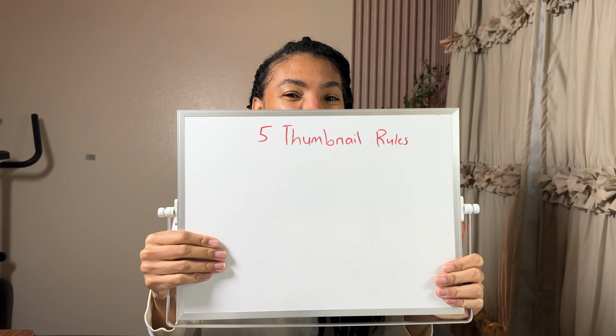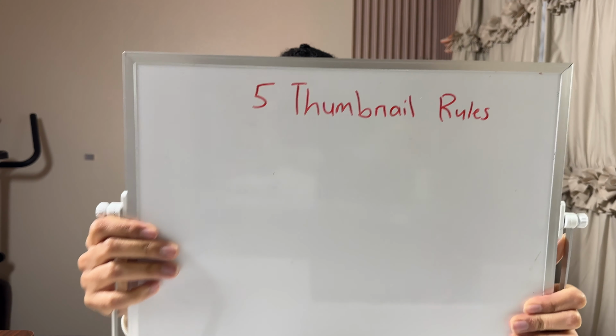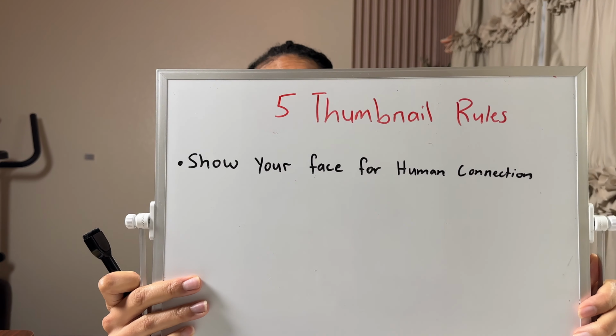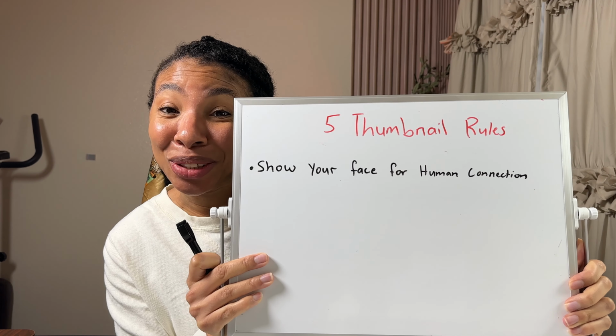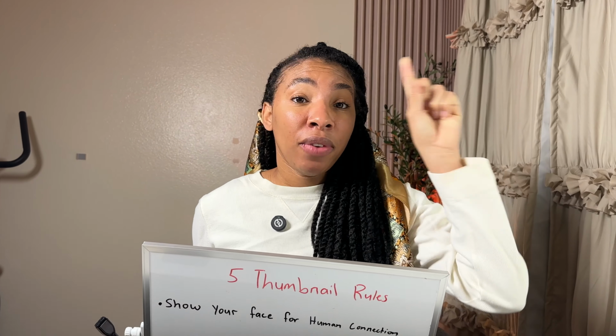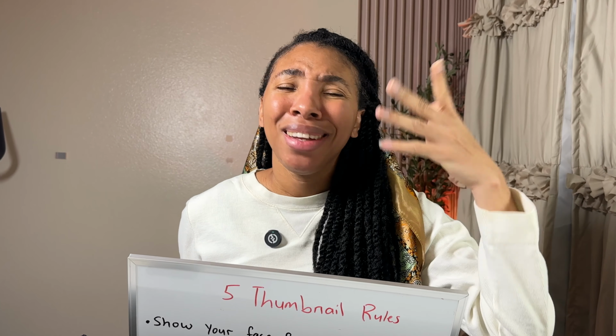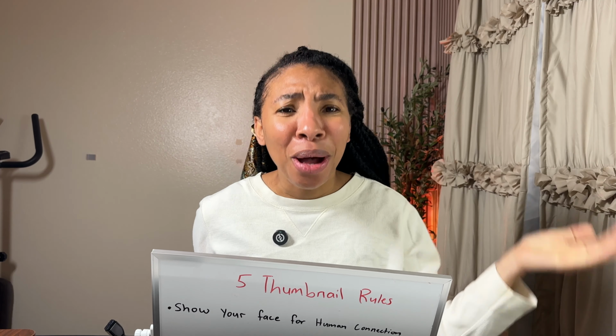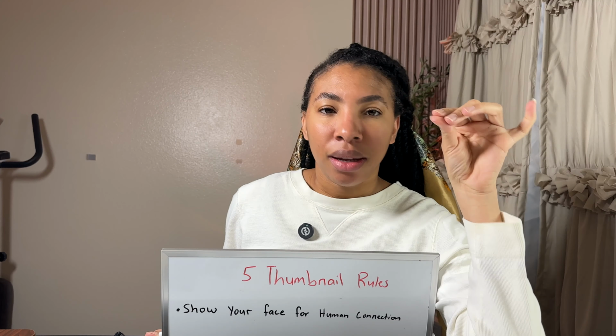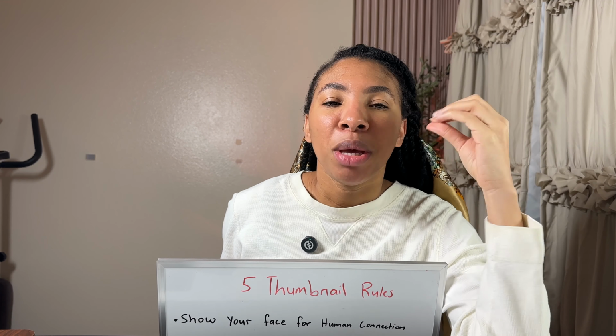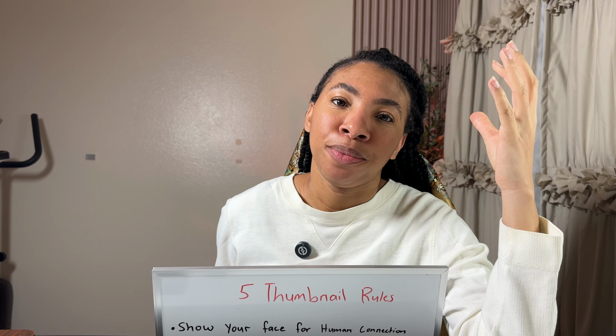And you know, let me bring out the whiteboard. Here are the 5 thumbnail rules. First rule, you want to show your face to build human connection. So that means if you have an educational or personal brand, you need to show your face. You have a beautiful face. Just show it. Eye contact and your facial expressions make people connect with you instantly. And it helps build brand recognition so people know it's your video.